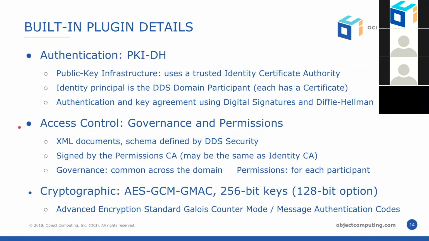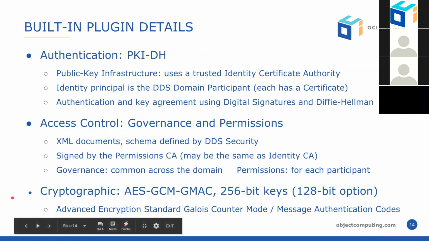So the second area, access control, is done through governance and permissions. Each of these is an XML document with a schema defined by the DDS security specification. The documents must be signed by a certificate authority so that we know they're not tampered with by a potentially malicious application. The governance document is in charge of common settings for the domain, what we agree on for our security needs. The permissions document describes what each participant is allowed to do within the domain. And there'll be a separate document for each participant.